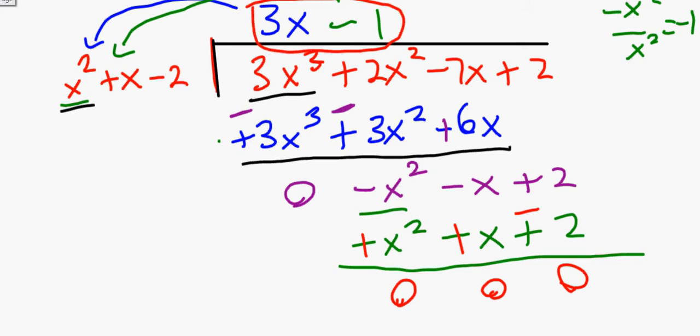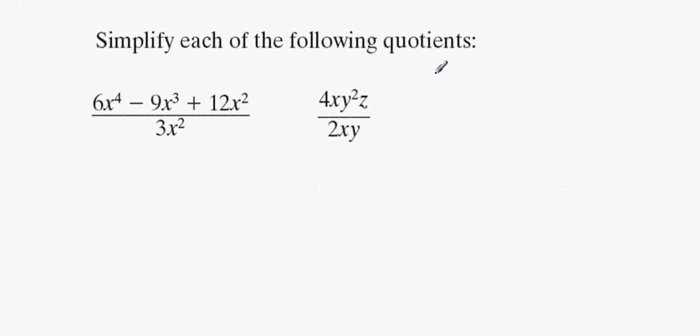Okay, next question. Simplify each of the following quotients. What quotient means is basically a fraction, okay? So let's look at the first one. This is going to be part 1. This one here would be obviously part 2. So let me see. Part 1.